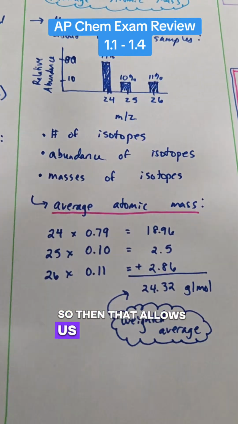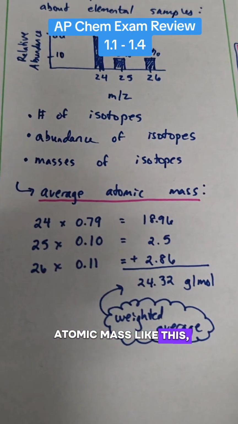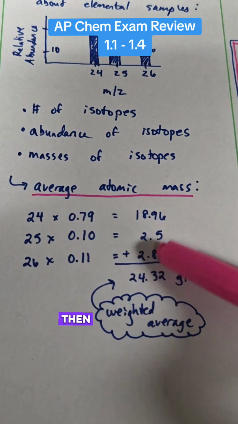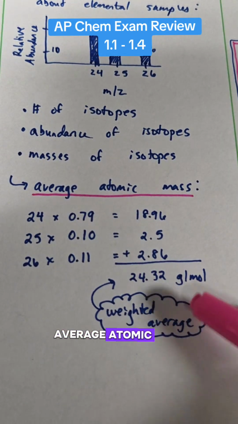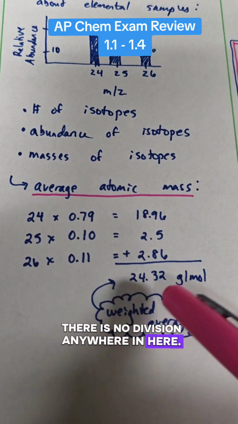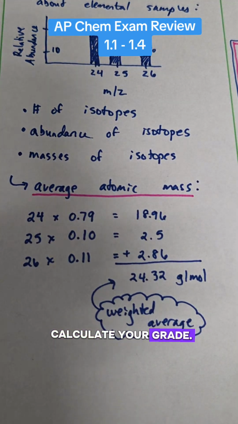So then that allows us to calculate the average atomic mass like this, which we would do by taking the mass and multiplying by its percent as a decimal. Then we would sum those numbers to get your average atomic mass. Remember, this is a weighted average. There is no division anywhere in here. This is calculated in the same way you would calculate your grade.